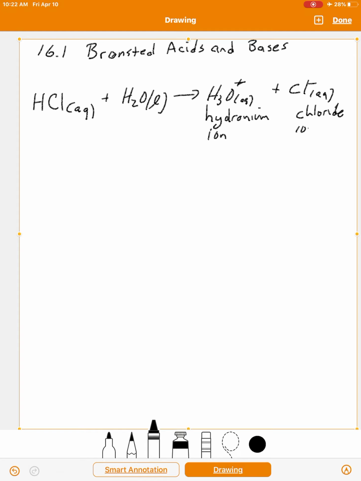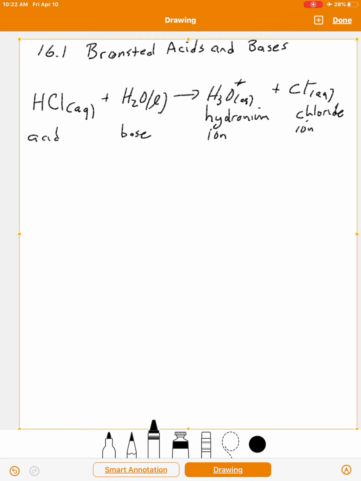The hydronium ion is very important in Bronsted-Lowry acid-base chemistry. The hydronium ion is very important. Okay, so memorize that formula, H3O plus. We already decided this one is the acid and that this one is the base.